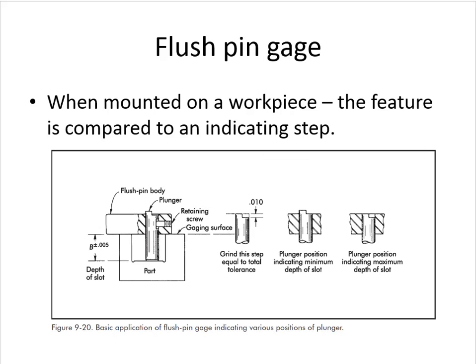Here's another type of gauge. Here is a flush pin gauge. Essentially you have a pin, or a plunger, and it has a step machined into it. That step is equal to the total tolerance. Then you put the part over top of the plunger, and the inspector can visually determine whether or not that part is within tolerance by comparing the surface of the part to the step in the plunger. That is called a flush pin gauge.